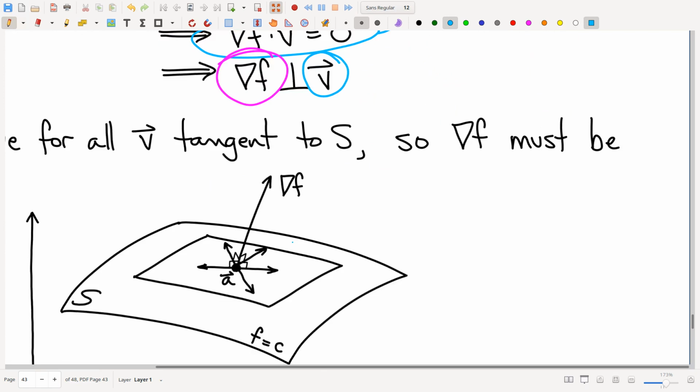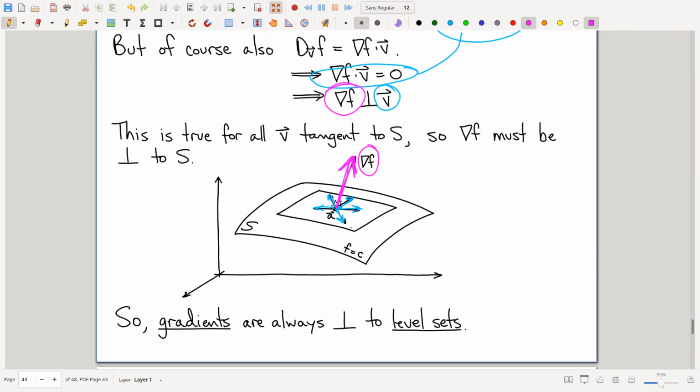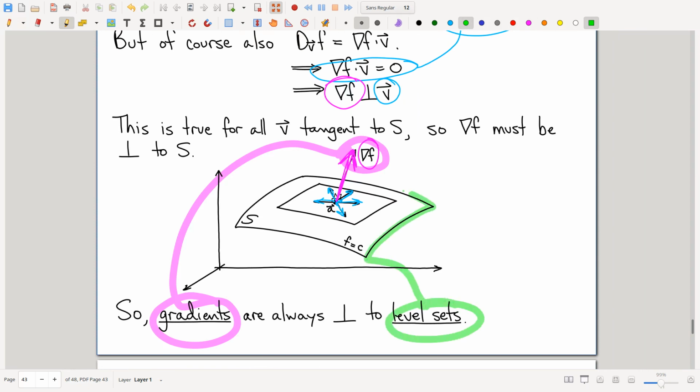And now I appeal to your geometric intuition. What vector is it that's perpendicular to all tangent vectors? There's really only one direction that's perpendicular to all the tangent vectors, and that's the direction perpendicular to the surface. So this is the shocking conclusion of this little analysis. Gradients are always perpendicular to level sets. Really cool fact. Gradients are always perpendicular to level sets.